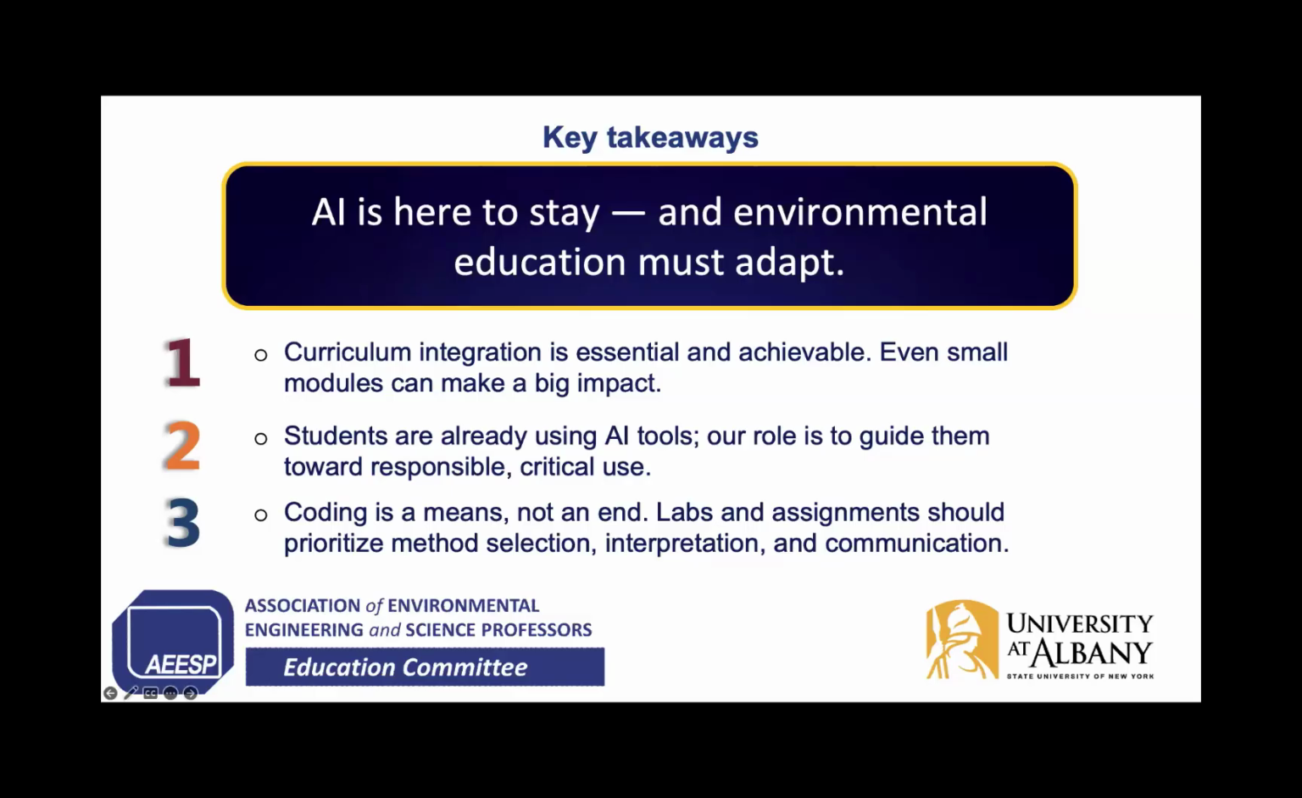Second, the students are already using different AI tools. So our role is to guide them towards more responsible and critical use. And our teaching should focus more on cultivating the systems thinking of the students. And the last one is coding. It is a very powerful tool, but it's just a tool, not the final goal. So the students should learn how to choose and apply different methods, not just learn how to write the correct code. That is all I want to share for today.